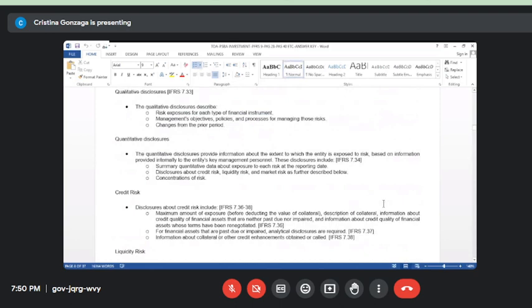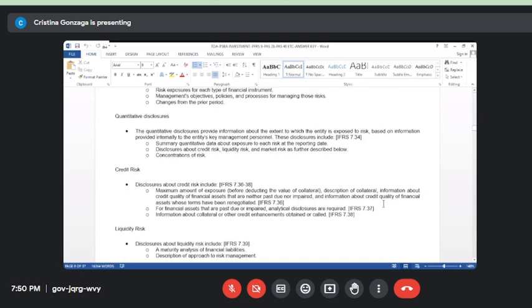Okay, may mga qualitative disclosures, quantitative disclosures, may mga i-present na mga tables, mga schedules, etc. Okay? And even the credit risk, credit risk management. Disclosures about credit risk, okay? The maximum amount of exposure, or yung tinatawag na debt exposure. Financial assets that are past due or impaired, etc.